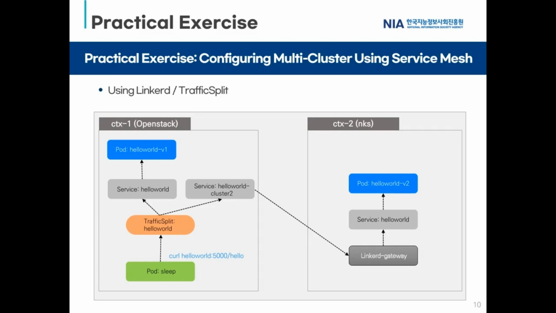When making a curl request to Hello World 5000 within the OpenStack environment of the Open Cloud Platform Center, the traffic split API policy will distribute the traffic separately between the Hello World v1 pod of the current cluster and the Hello World v2 service running in NKS, Naver Kubernetes Service. This distribution will be observed and verified during the exercise.